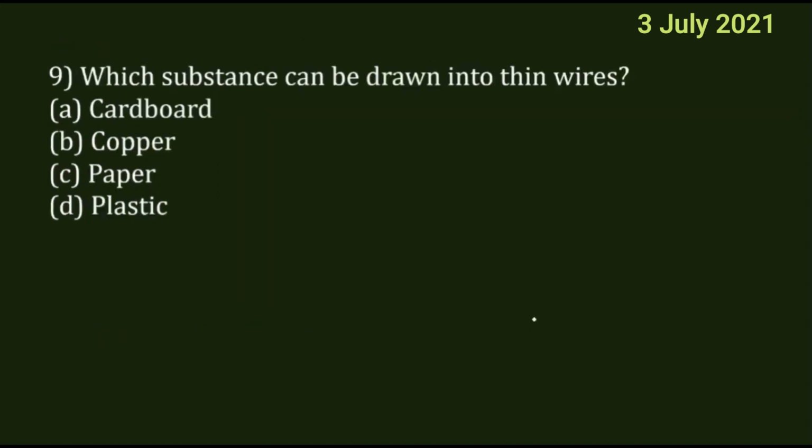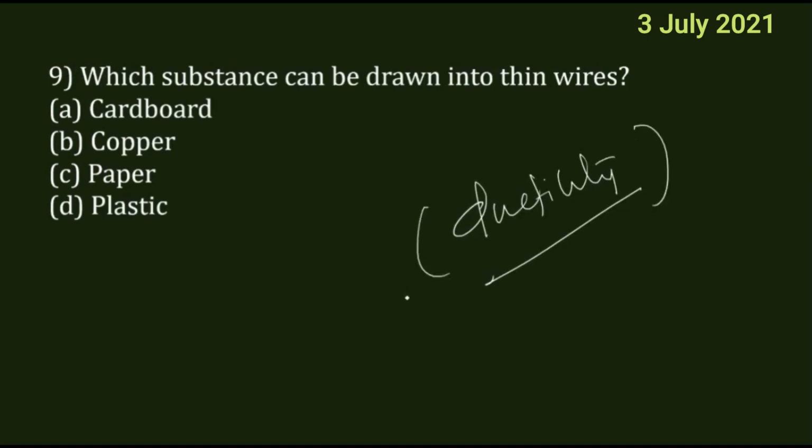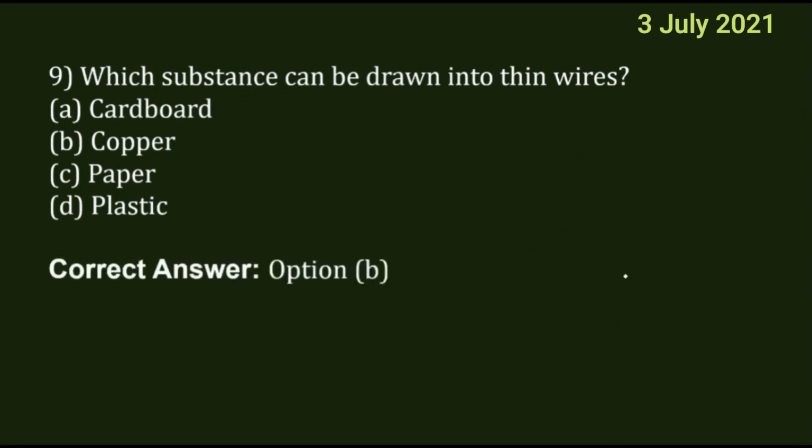Right? The ninth question. Which substance can be drawn into wires? Again, what is that property called? Ductility. As I said, again and again they ask and check whether you know the properties of metals properly. And which are the metals? Cardboard is not a metal, paper is not a metal, plastic is not a metal. So copper can be drawn into wires, and the answer should be copper.